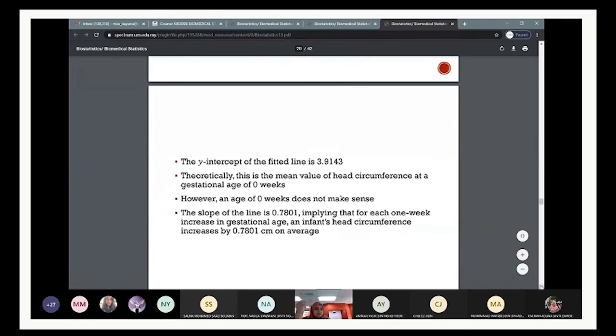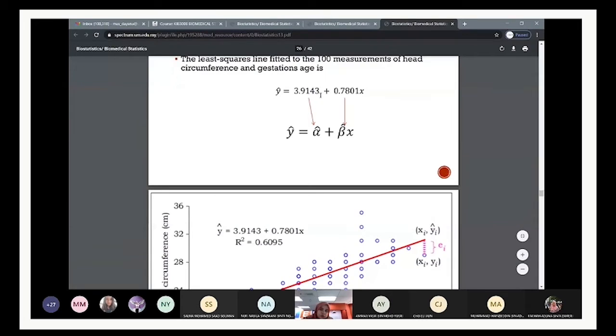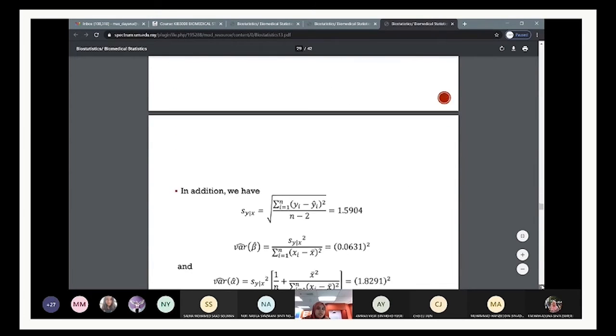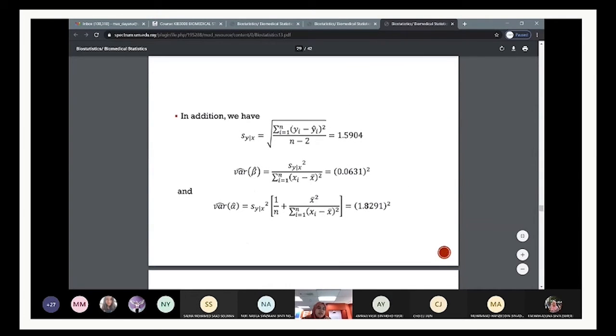So you can now estimate. Let's say I ask you to estimate the head circumference of the baby at 38 weeks. You can use the equation, y equals 3.9142 plus 0.7801 times x. You just put that 38 in, then you can find y, which is the head circumference of the baby, to estimate. Okay, in addition, we can calculate the SSE.